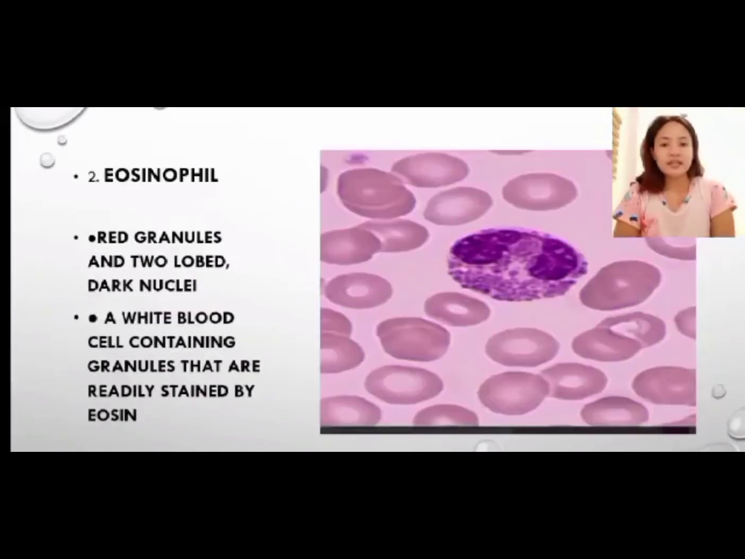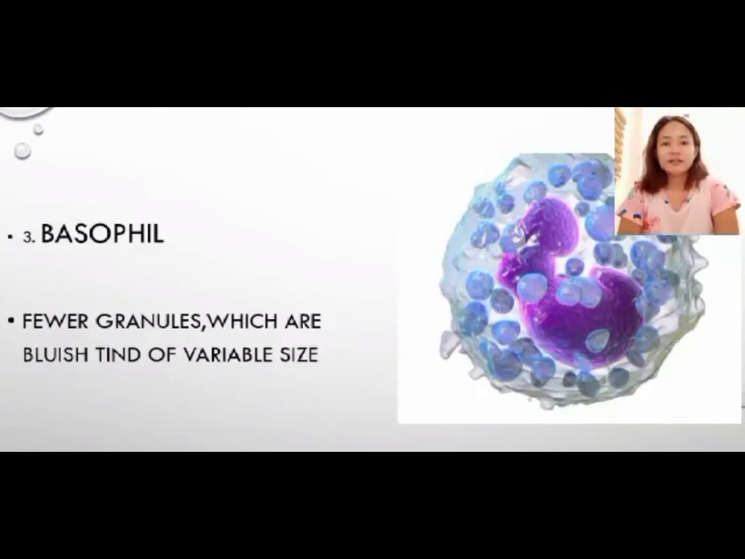The second is eosinophil. Eosinophil has red granules and two-lobe dark nuclei, which is a white blood cell containing granules that are readily stained by eosin. The third one is the basophil. Basophil has fewer granules which are bluish in tint and of variable size, one of the several kinds of white blood cells in our body. Basophils make up less than 1% of all the circulating blood cells, least abundant in all the mammals.